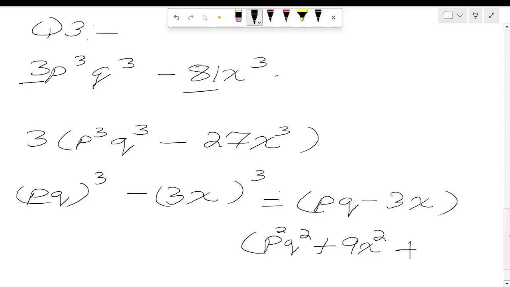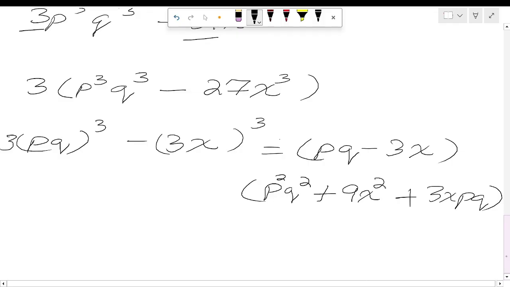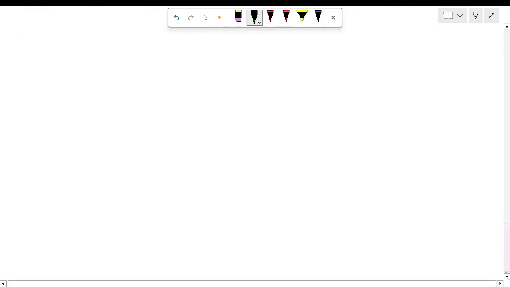Sorry, I'll write a plus b because this is the second identity, and then I'll write 3xpq. So this is our final answer. And we'll add 3 here with the brackets, and then we'll add 3 here too. So this is our final answer for question number 3. Now let's move on to question number 4.